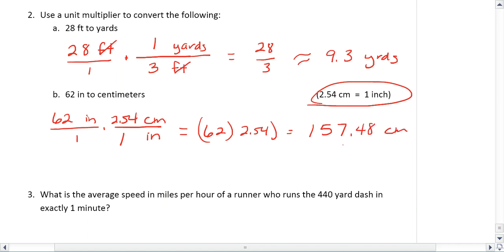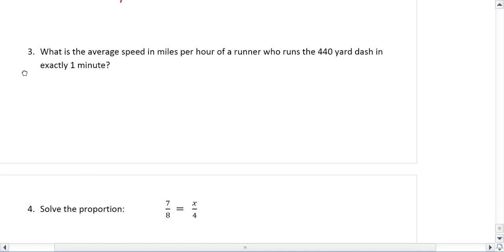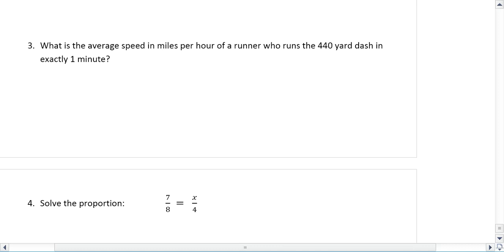No, I guess we don't have to round off. We got it exactly. All right, our next example says, what is the average speed in miles per hour? So let's take note of that. We want it in miles per hour of a runner who runs the 400-yard dash in exactly 1 minute.